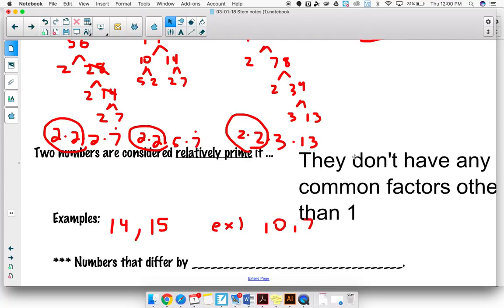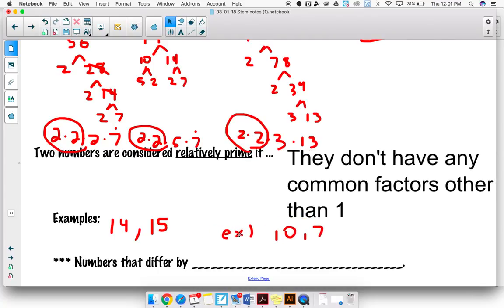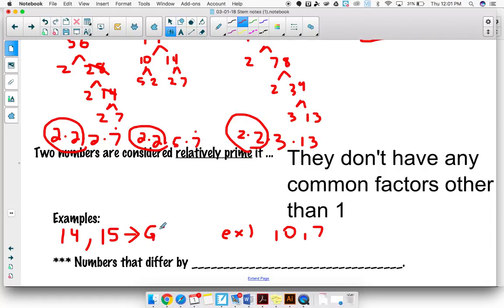So something like these two here, if it asked for the GCF, you would just say, oh, well, since the only thing they have in common is a 1, the greatest common factor would be 1. And basically, anytime the numbers differ by 1, like 14 and 15 or 16 and 17, if they have a difference of 1, then the GCF will be 1.